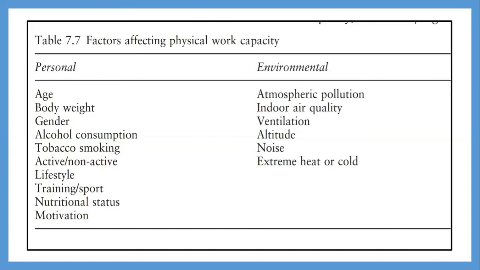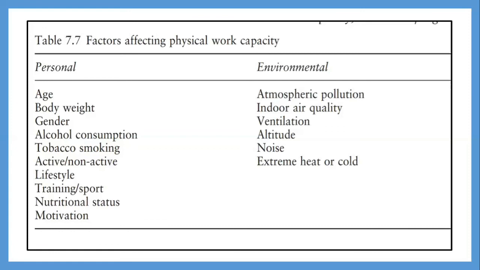Also, alcohol consumption is considered one of the factors affecting physical work capacity because alcohol may increase cardiac output in submaximal work and thereby reduce cardiac efficiency. It also affects liver function and can cause a predisposition to hypoglycemia or low blood glucose.